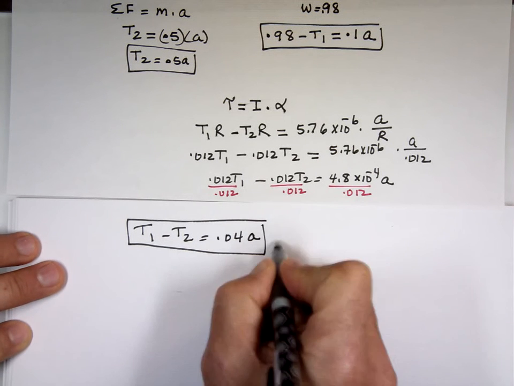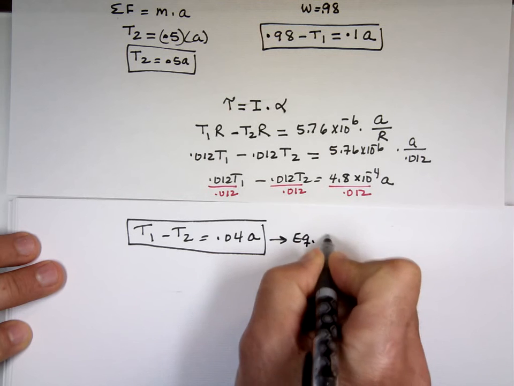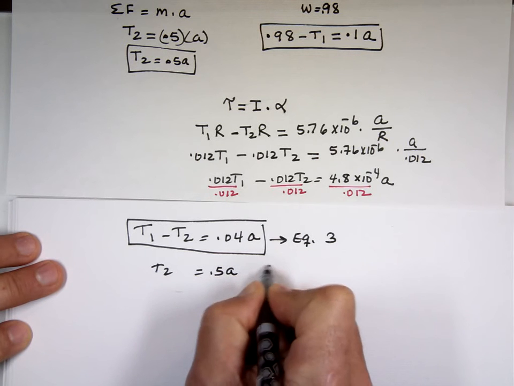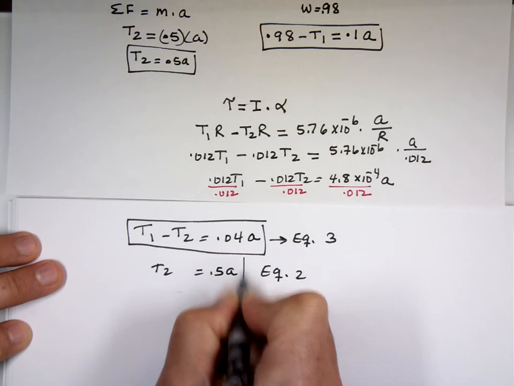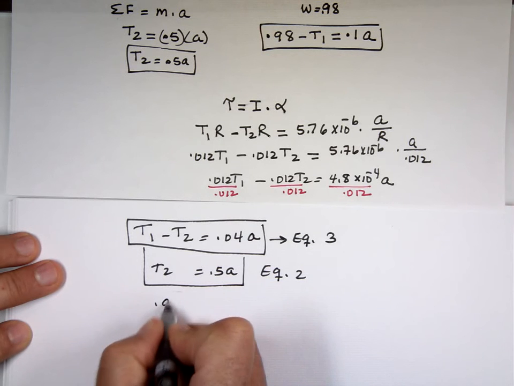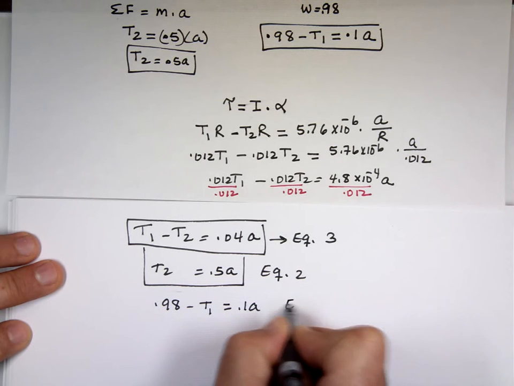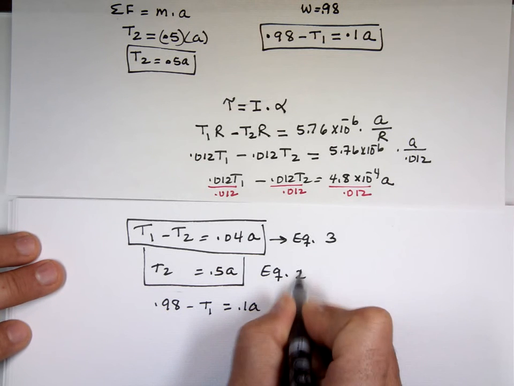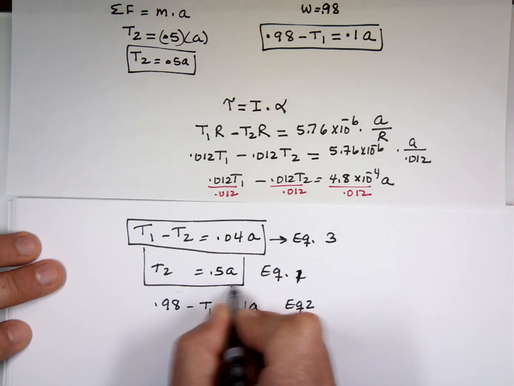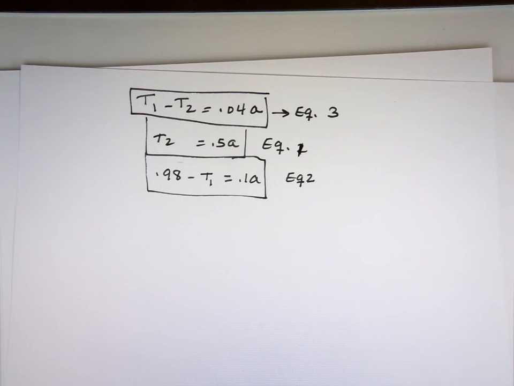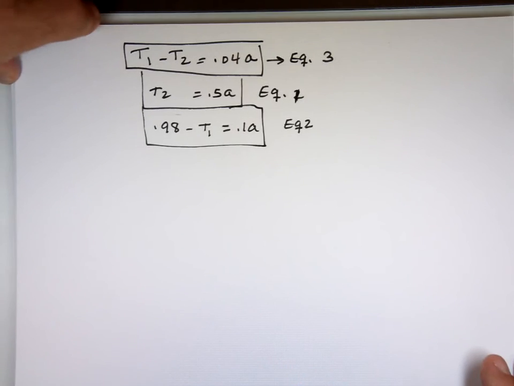Equation 3. T2 equals 0.5A. That's equation 2. And 0.98 minus T1 equals 0.1A. That's equation 1, the way I derived them. So these are my 3 equations by 3 unknowns. Now I really can't ignore the pulley. Your answer might not be much different than the previous one because the pulley was small and didn't have much mass, but let's see.